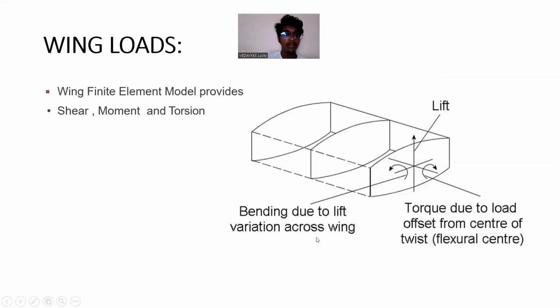Coming to the wing loads, the wing finite element model provides the shear, moment and torsion. Lift is generated upwards as we know, with bending due to the lift variation across the wing, and torque due to load offset from the center of twist, the flexure center.